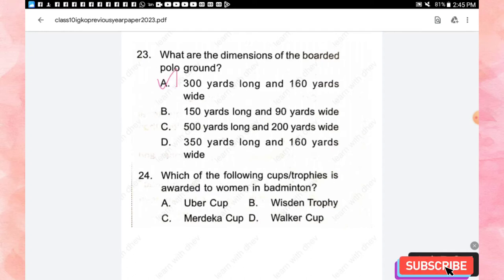Question number 24. Which of the following cups or trophies is awarded to women in badminton? Options are Uber Cup. Option B is a Wisden Trophy. Option C is a Merdeka Cup. And option D is Walker Cup. The right answer is option A, Uber Cup.